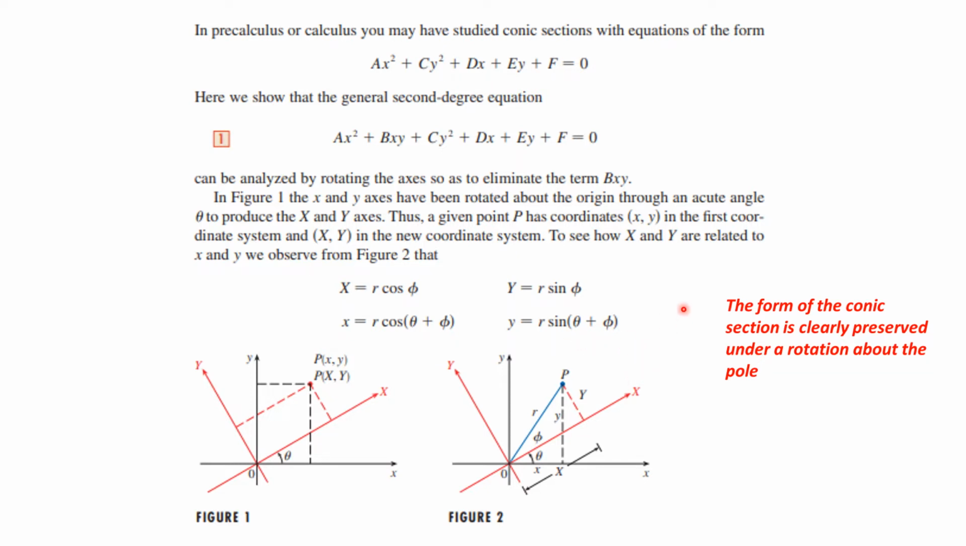Now I want you to realize that if we take a conic section, we just rotate it about the polar axis, about the point 0, 0. The form of the conic section is preserved under rotation. That means that an ellipse will go to an ellipse, a circle will go to a circle, a parabola will go to a parabola, and a hyperbola will go to a hyperbola. Okay, so what we're doing again is we're trying to see, is there a way that we can rotate this to eliminate the term Bxy to make it look similar to this so we can do analysis with it. Okay, so this is the setup. We have these equations.